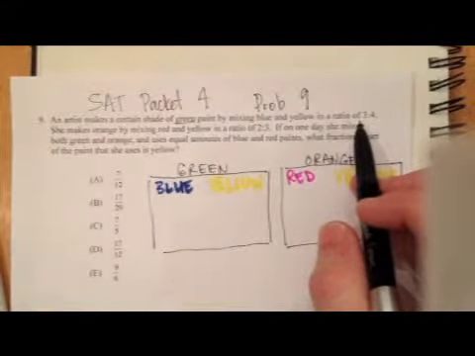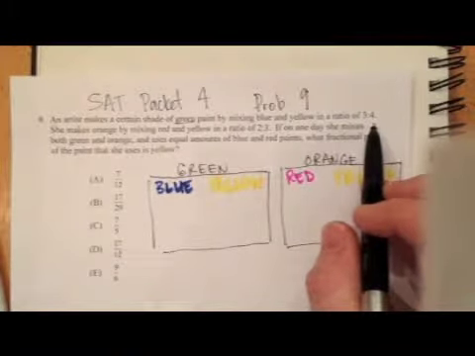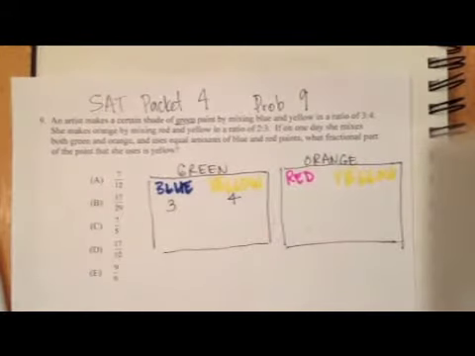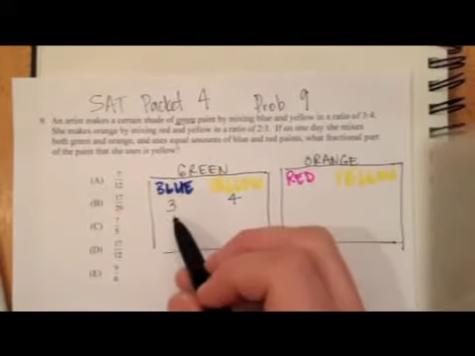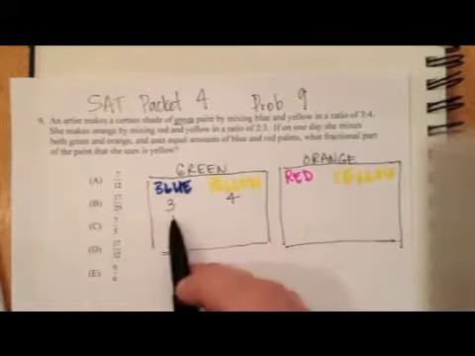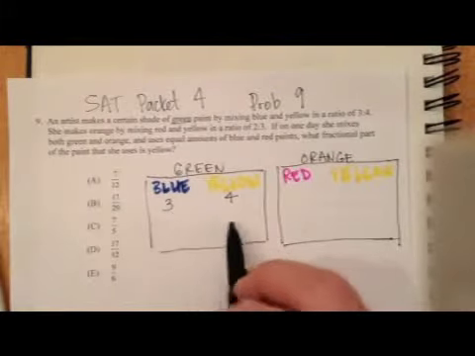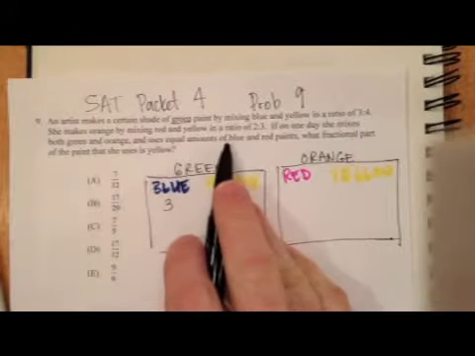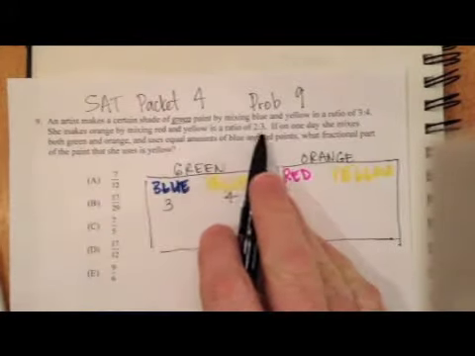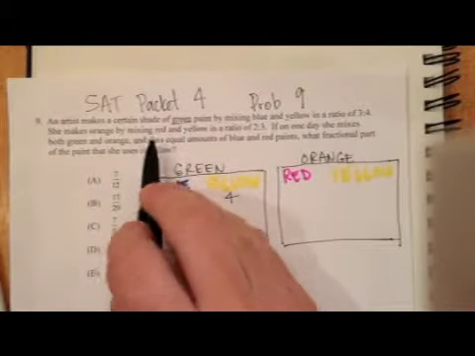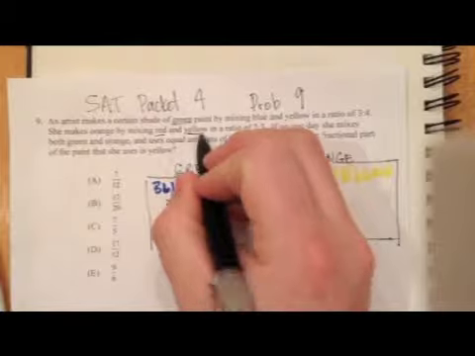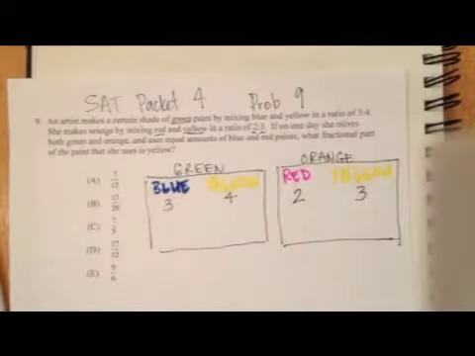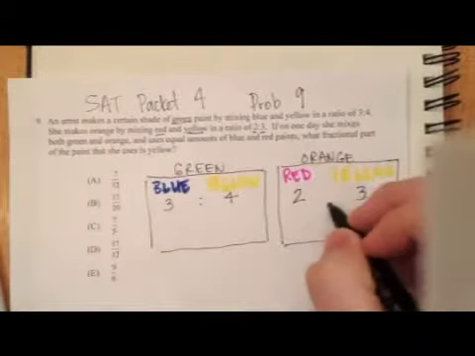The ratio for green says it's got a ratio of 3 to 4. 3 parts of blue for every 4 parts of yellow. That means if there's 3 cups of blue paint, there's 4 cups of yellow. If there's 3 gallons of blue paint, there's 4 gallons of yellow. When she's making orange, she has a ratio from red to yellow of 2 to 3. Remember to keep them in the same order. Red comes first and yellow comes second. 2 comes first and 3 comes second. So it's a ratio of 2 to 3. So far, so good.